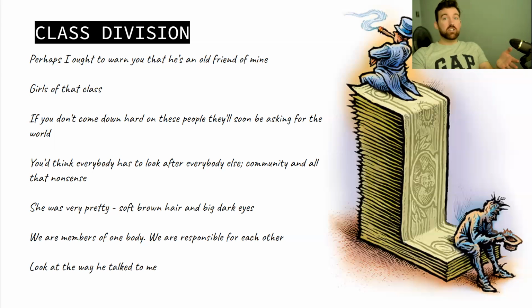So again, it clearly shows class division, because the upper class are basically saying, look, we're above everybody else and we're separate from everybody else. We don't need to build community. That's nonsense. So he doesn't want to have anything to do with the working class. He wants to be divided. He doesn't want community.